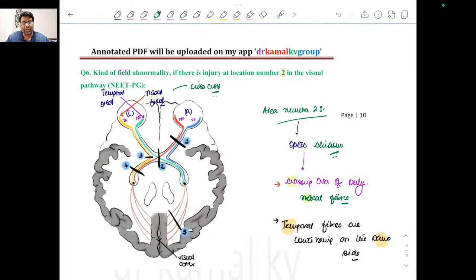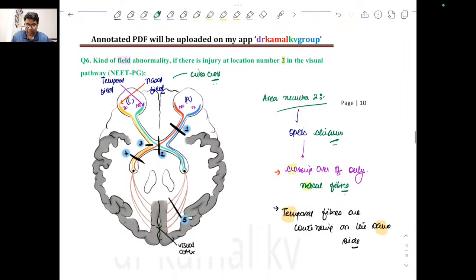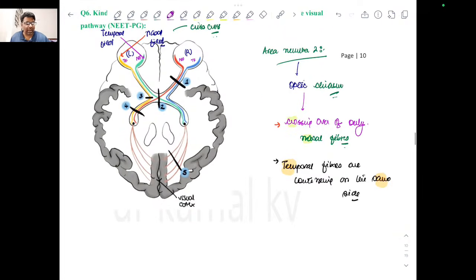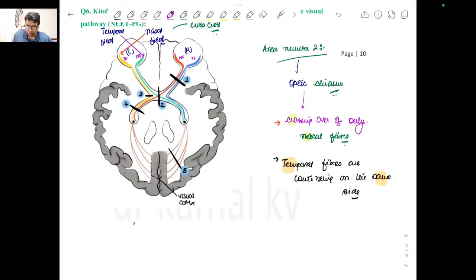Number one, temporal field image is formed on the nasal side of the retina, then the impression is carried by the nasal fibers, and the nasal fibers will change their direction to the other side. If they are going from the left side, they will change their direction to the right side, and the point of crossing over is known as optic chiasma. Now let us come to the question proper. With this anatomical basis, let us see what the question is asking. So what if there is lesion at optic chiasma?